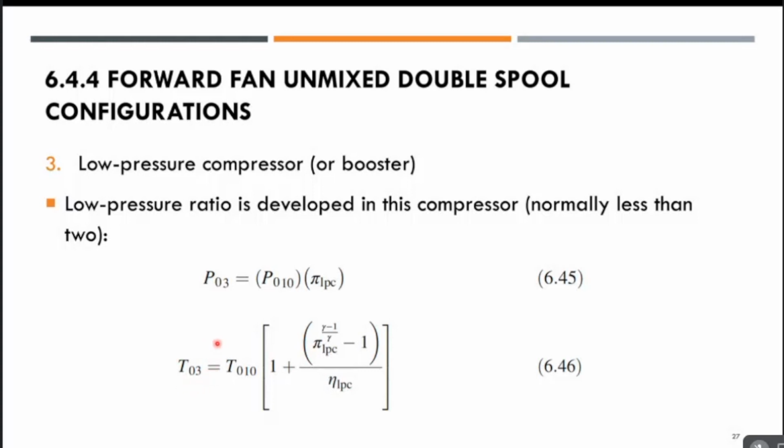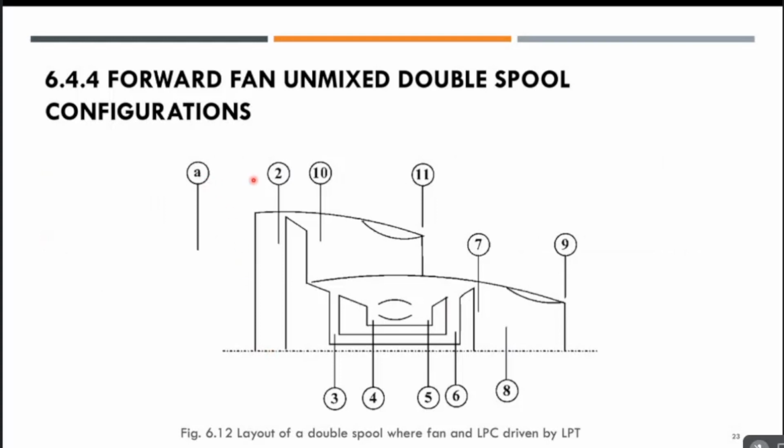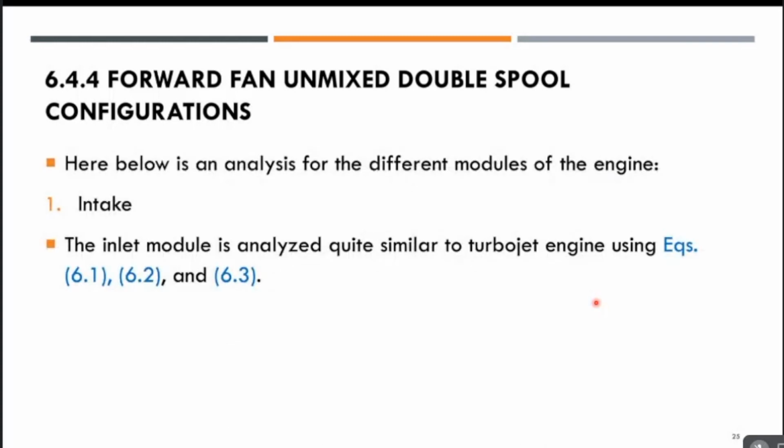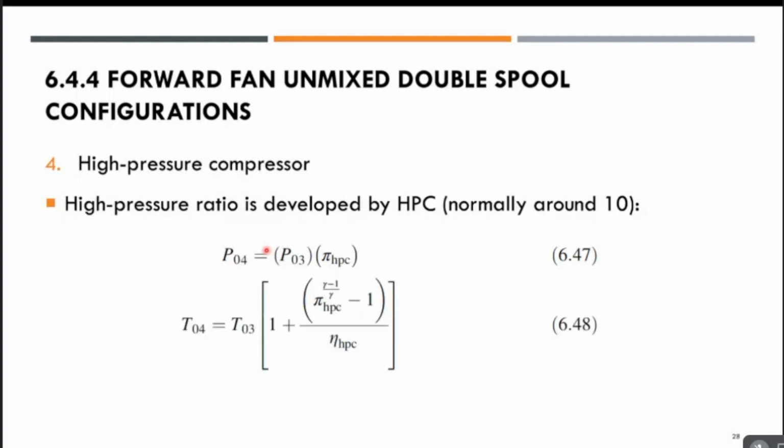and we also need to use this expression to find T03. Just to recap, you can always refer to the station numbers: 2, 3, and then this is the fan at station 10, and then it goes into 4, 5, 6, 7, 8, 9. If you forget which station is which, you can refer back to the schematic figure of the turbofan. For the high pressure compressor, now we are already reaching station 04.